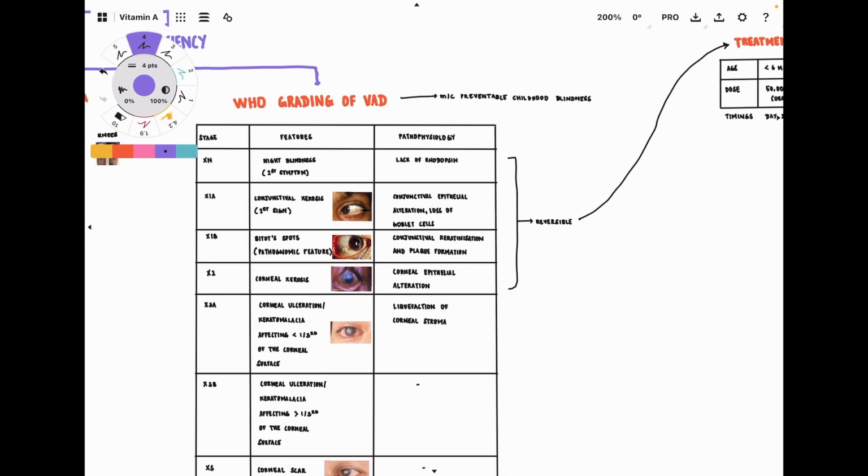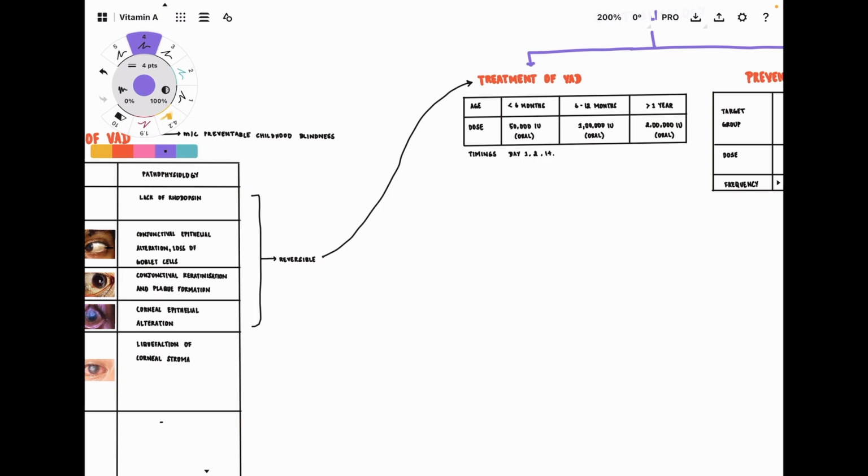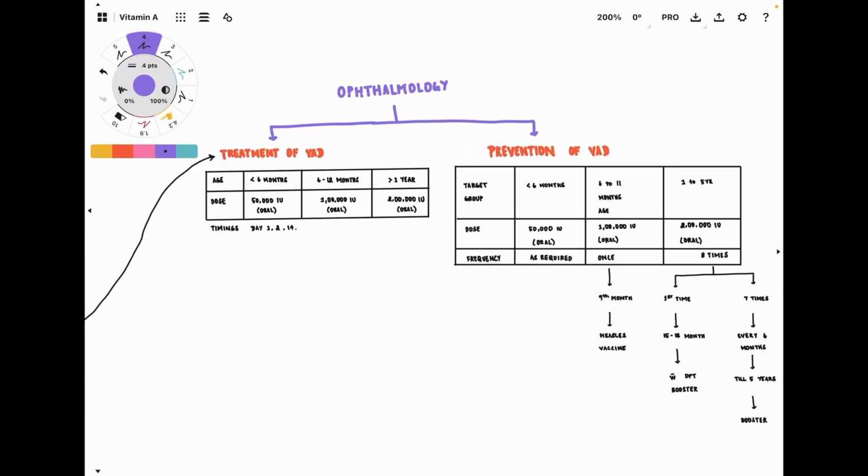So, out of these stages, from XN to X2, the four stages are actually reversible. How can we reverse these four stages? It is by means of treatment of vitamin A deficiency. With this, we are moving to the next subject, ophthalmology.